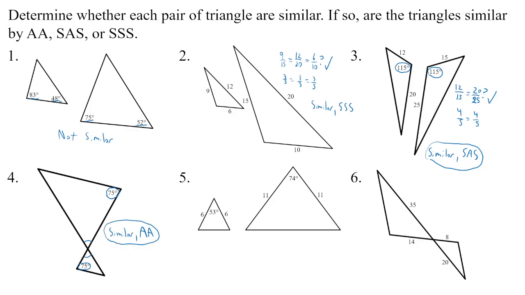All right, for number 5, well, we already know that these two angles are not congruent. Clearly, 6 over 11 does equal 6 over 11, but the angles between them are not congruent. Therefore, they are not similar.